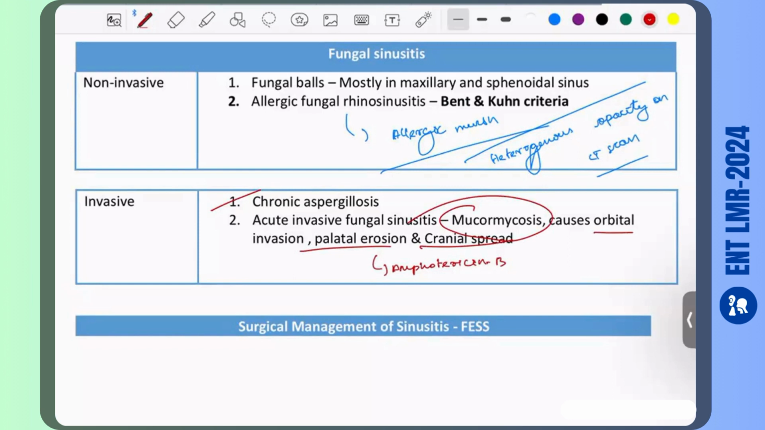So other fungi will not cause such rapid progress. This fungus, from the day of causing the disease, can cause death of the patient in a matter of 2 or 3 days. Okay, in a matter of 2 or 3 days, it could cause even death of the patient. Okay, so that is acute invasive fungal sinusitis or mucormycosis.